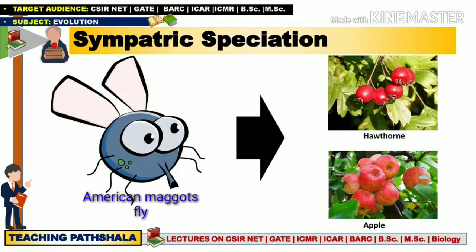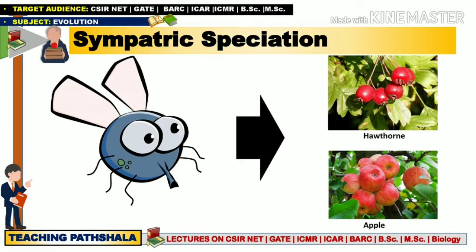So you have seen that the main factor acting behind this example is reproductive isolation, because the flies which are now living on the apple tree are not capable of interbreeding with those on hawthorns, because the difference between both of them is very high. So obviously the flies living on the apple tree will prefer to interbreed with one another, and the flies living on hawthorns will also prefer to interbreed with one another.